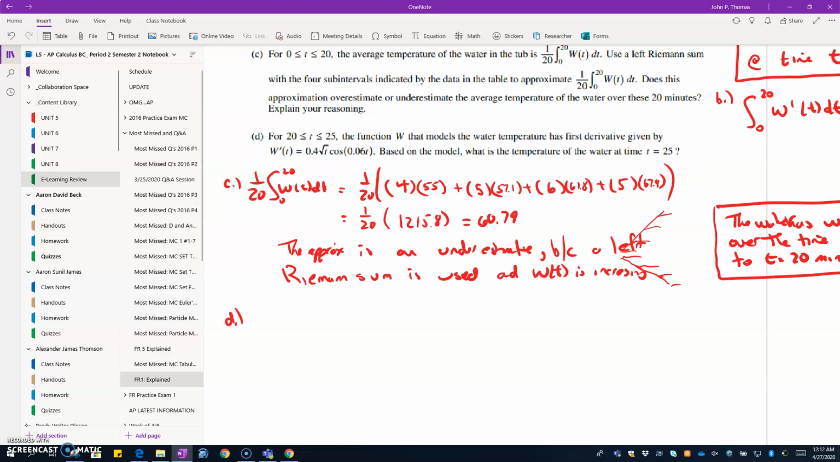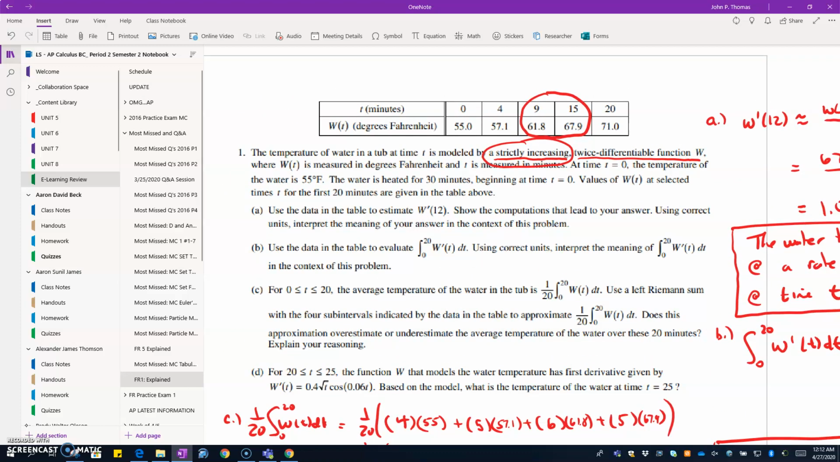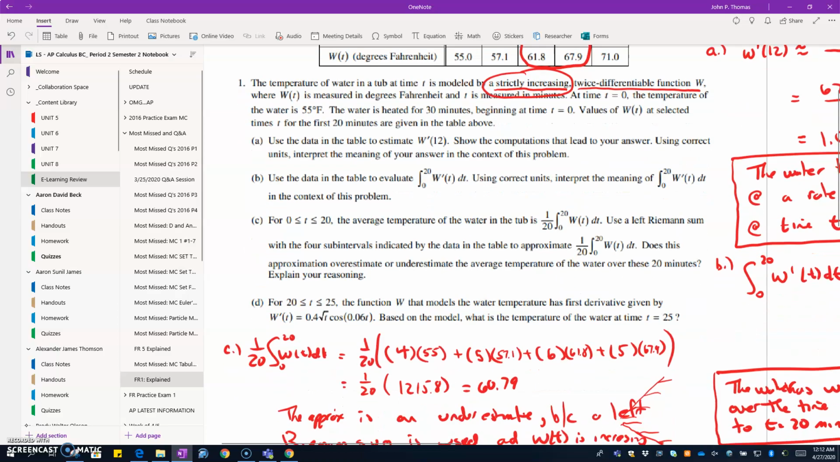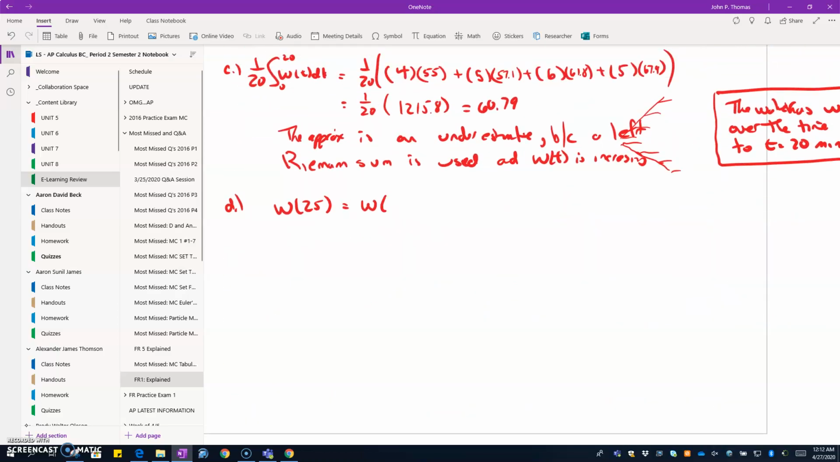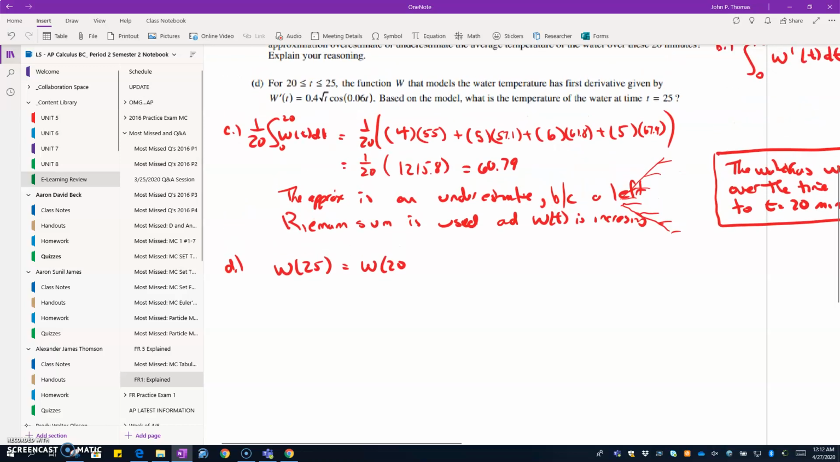So in part D, it's asking us for the temperature at t equals 25. So we want W of 25. We know from past problems, if we know what W is at a certain place, which we do, we actually know the W at 0, 4, 9, 15, and 20. I'm going to use the 20 because that's when this rule takes effect. So if I know a starting point, I can always add on an accumulation of change from that starting point with the rate function, and they gave us the rate function.